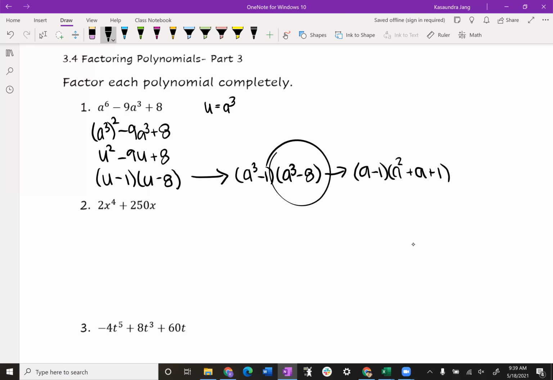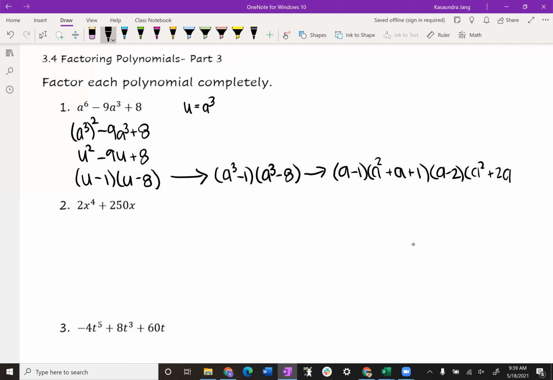Same thing here, it's just 8 is 2 cubed in this case. So I've got a minus 2, a squared, plus, and then a times 2. I usually put the 2 first, so 2a. And then plus my 2 squared, which is my 4. And that's about as good as it's going to get. You can have them in a different order, but those are my 4 factors.